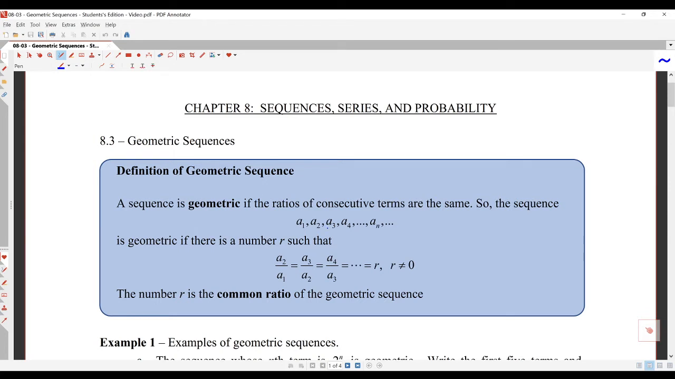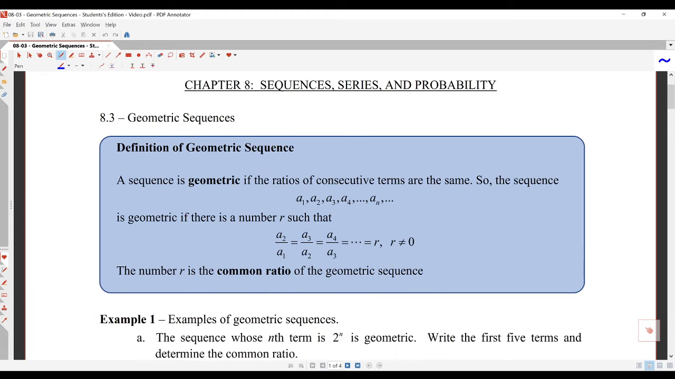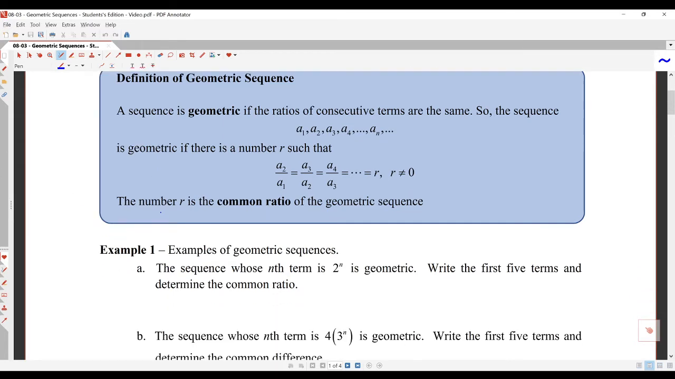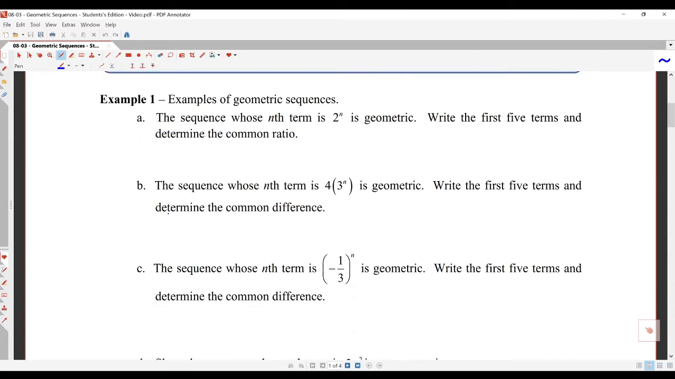fraction of two numbers. So the sequence A1, A2, A3, A4 is geometric if there's a number R such that A2 divided by A1, or A3 divided by A2, or A4 divided by A3, gives us R, that common ratio. And we have to make sure that R is never zero. That R is called, again, the common ratio. For examples 1 through 4, we're going to look at 3 that are geometric and 1 that is not.